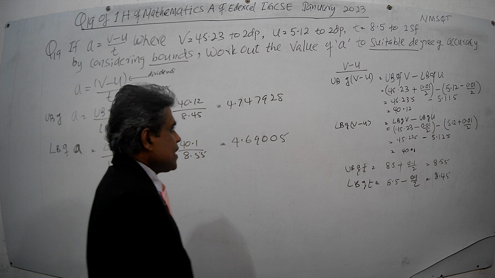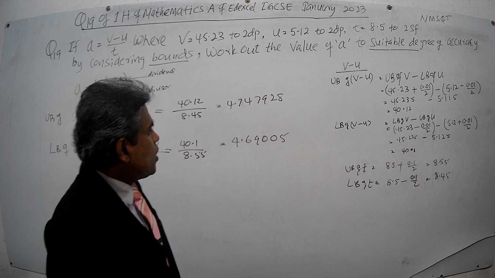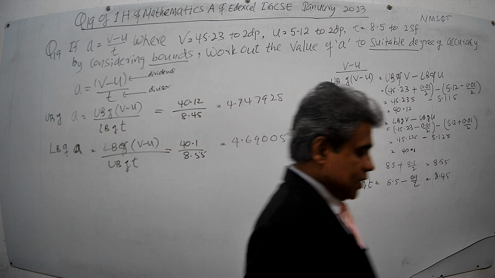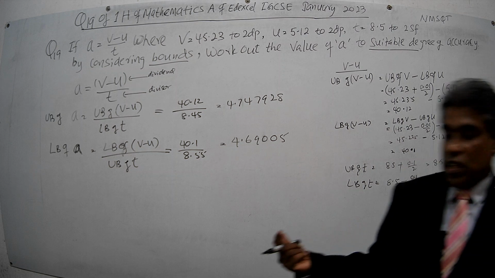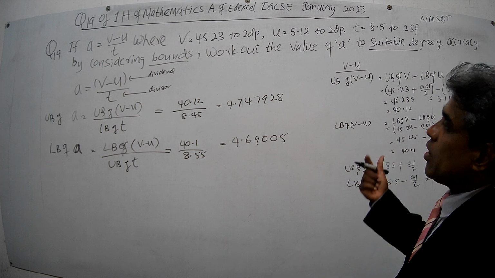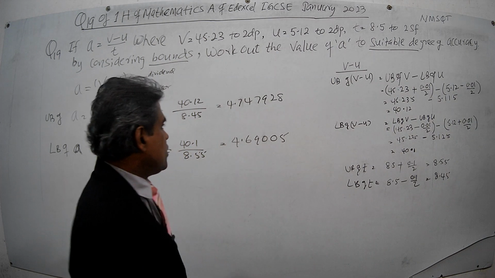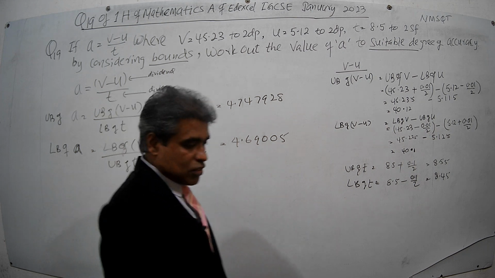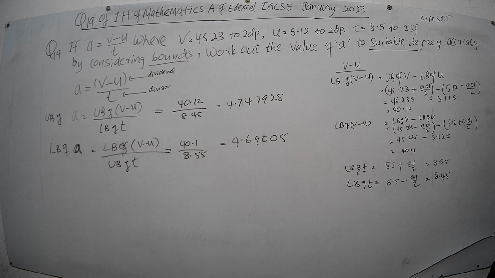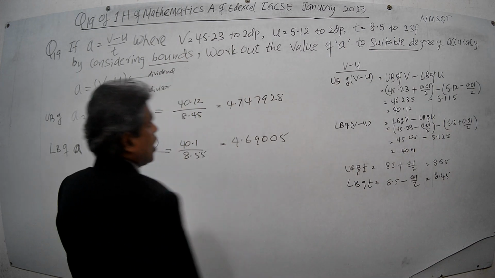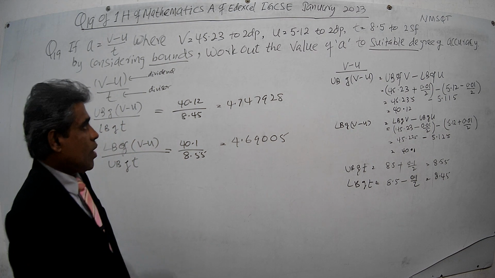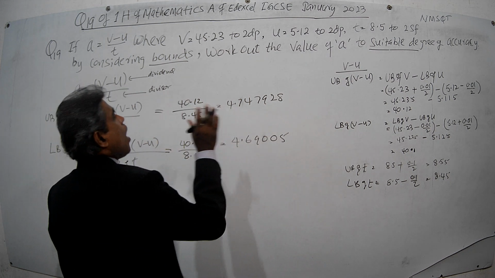From which the answer that comes must be the same for upper bound and lower bound both. That is the thing. If it is a suitable degree of accuracy, then with that degree of accuracy, the answer that comes must be the same for the upper bound and lower bound. That is how you choose the suitable degree of accuracy. You have to give the answer correct to a suitable degree of accuracy, which gives the same value for upper bound and lower bound.